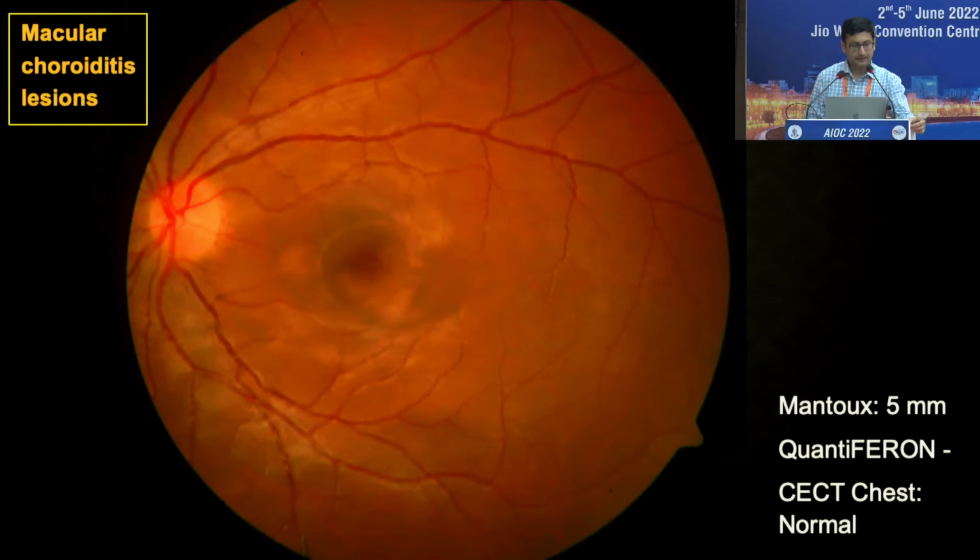And looking at this patient here, this is a child who came with macular choroiditis lesions. Some of these patients I had the privilege of learning from Dr. Vishali when I was in PGI and managing them with her. So this is a young girl who had 6/36 vision. The Mantoux was negative, QuantiFERON negative, and the CT scan was negative.